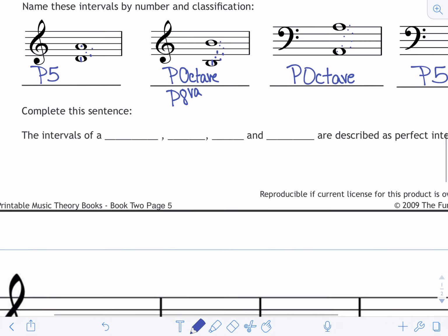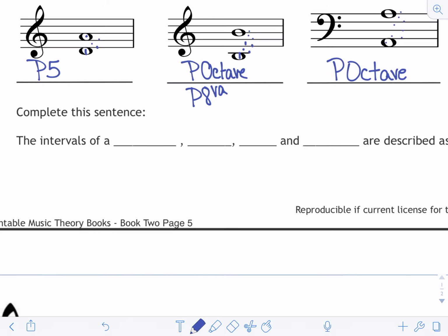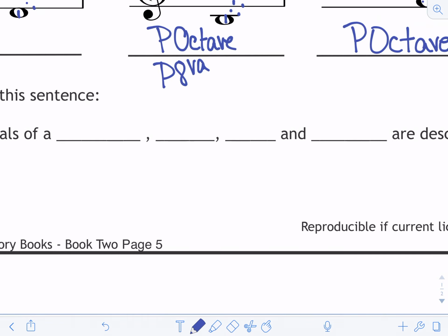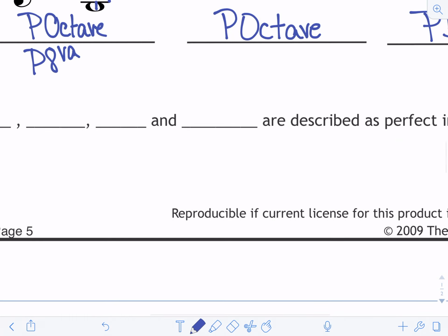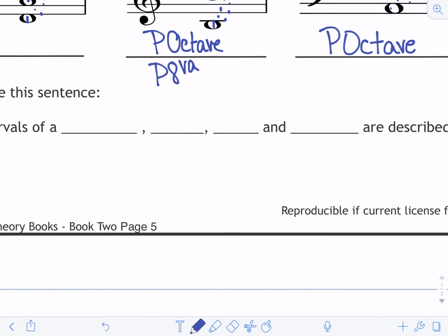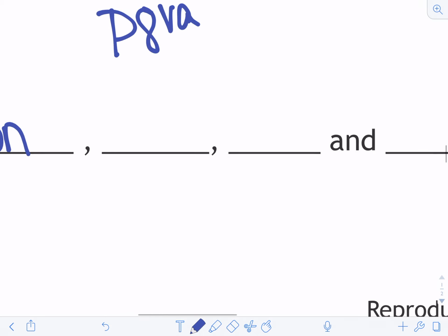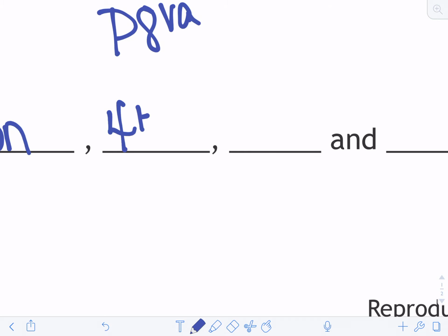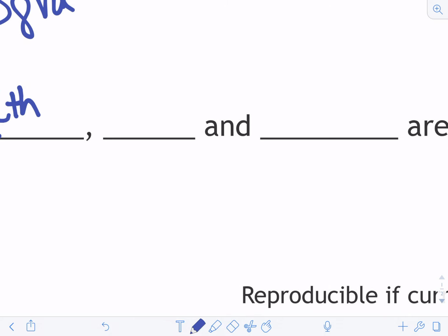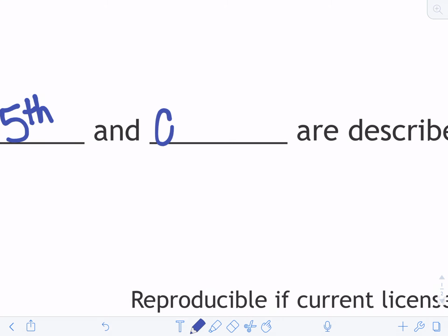Alright, so let's see what you remember. Complete the sentence. The intervals of a blank, blank, blank, and blank are described as perfect intervals. So here we go. It's unison, fourth, fifth, and octave.